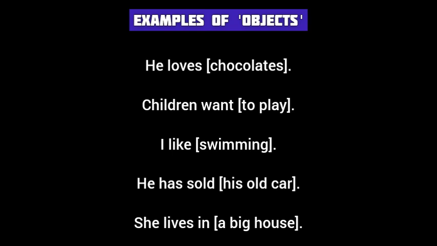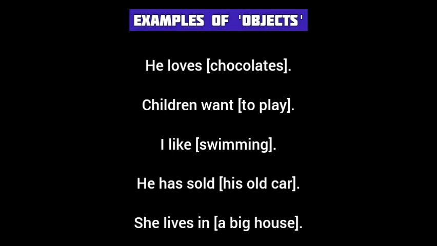In the sentence, he loves chocolates. Chocolates, which is a noun, is the object of the verb loves. In the second sentence, to play is an infinitive, which is the object of the verb want. In the third sentence, swimming, a gerund, is the object of the verb like.